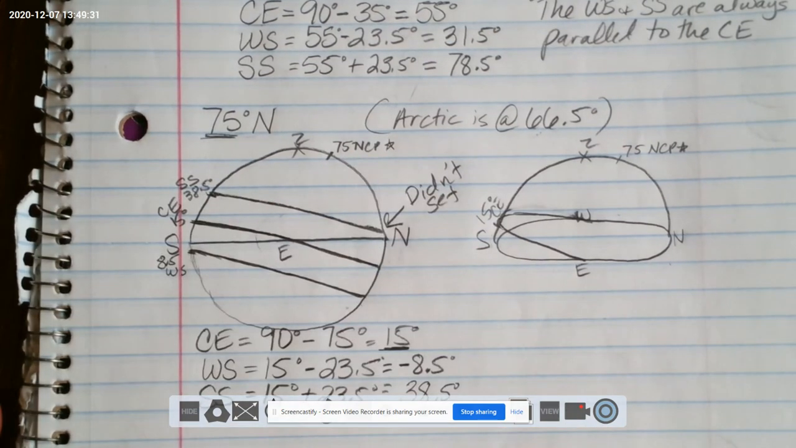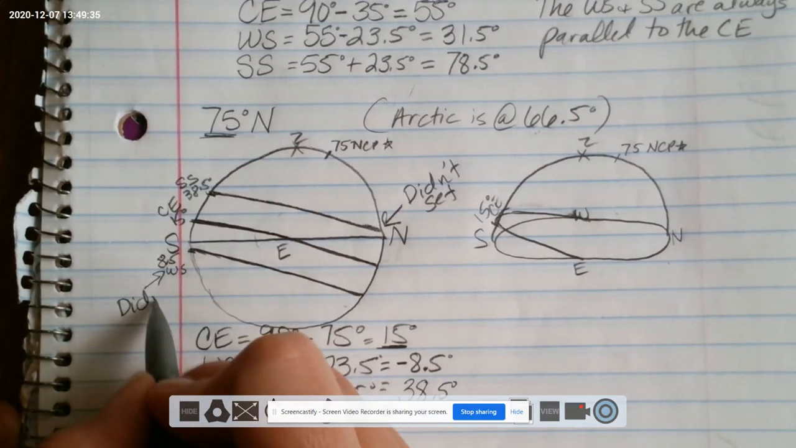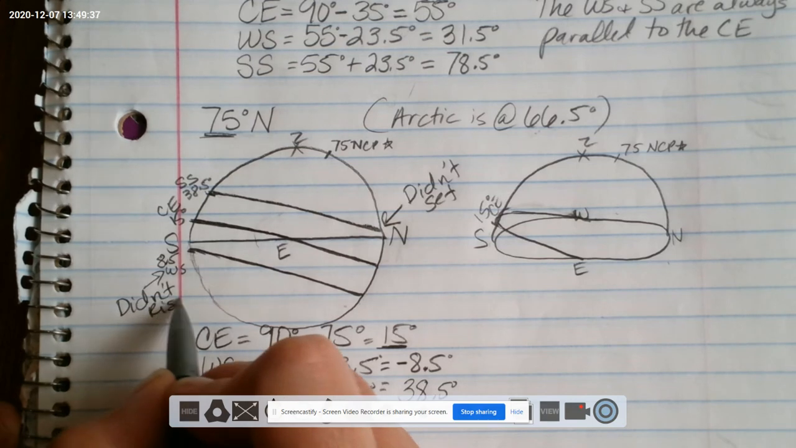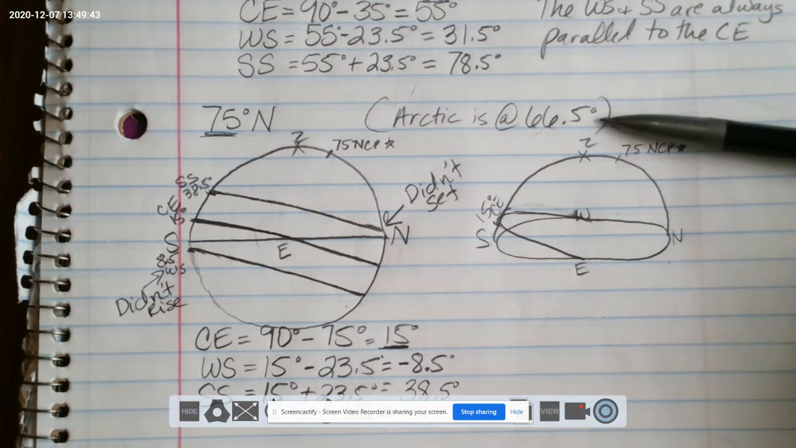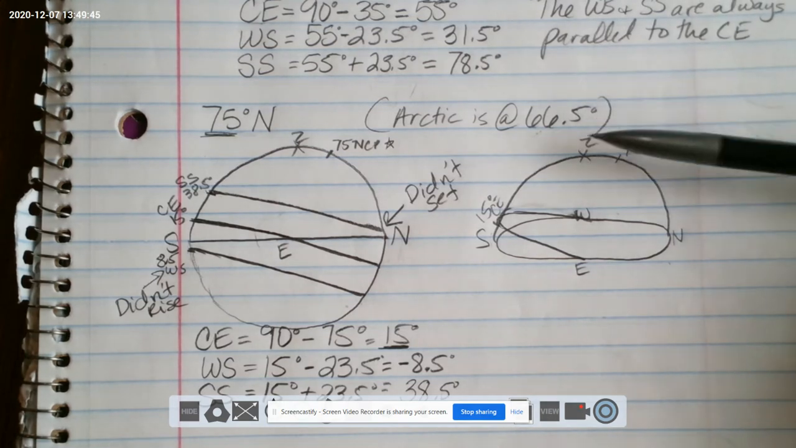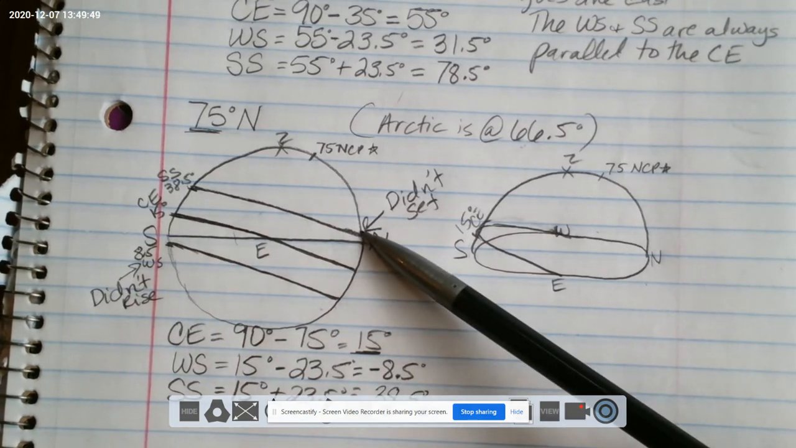So it didn't rise here. It didn't set here. So anytime you go above the Arctic Circle, do remember the sun will not rise on the winter solstice and it will not set on the summer solstice.